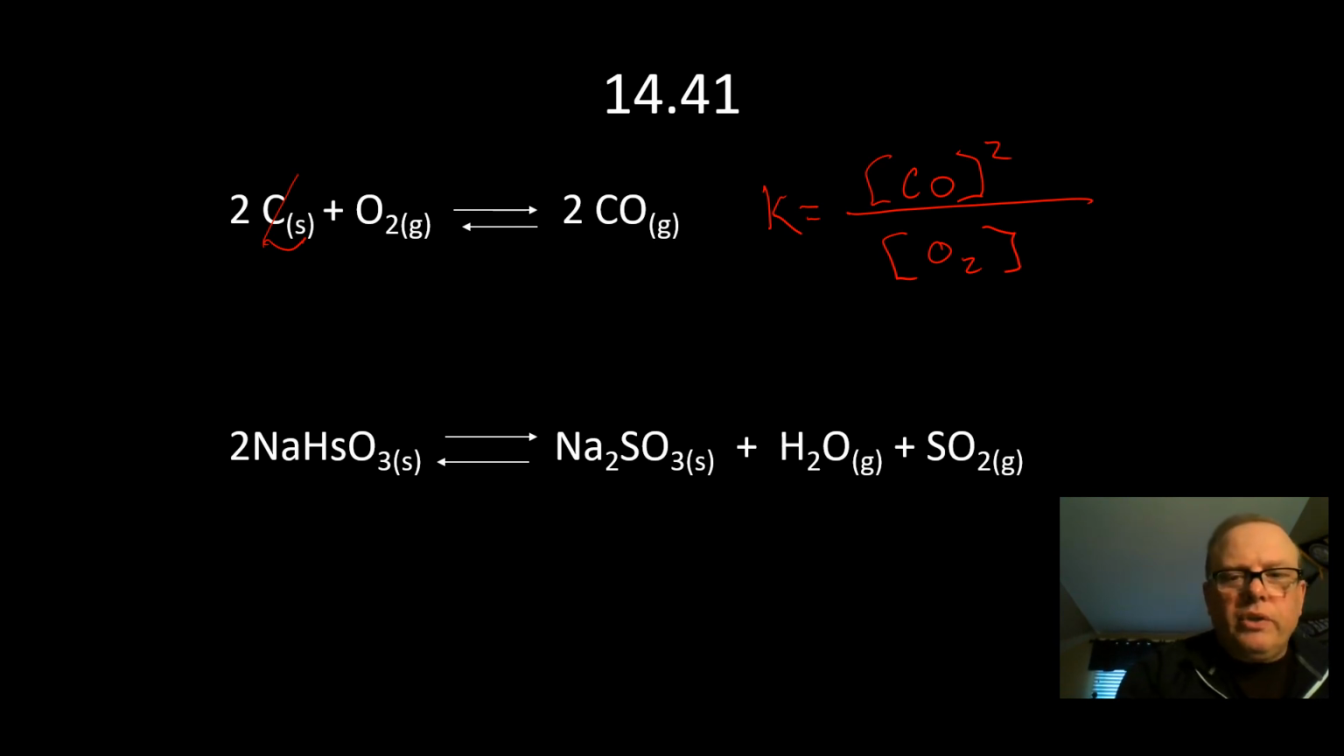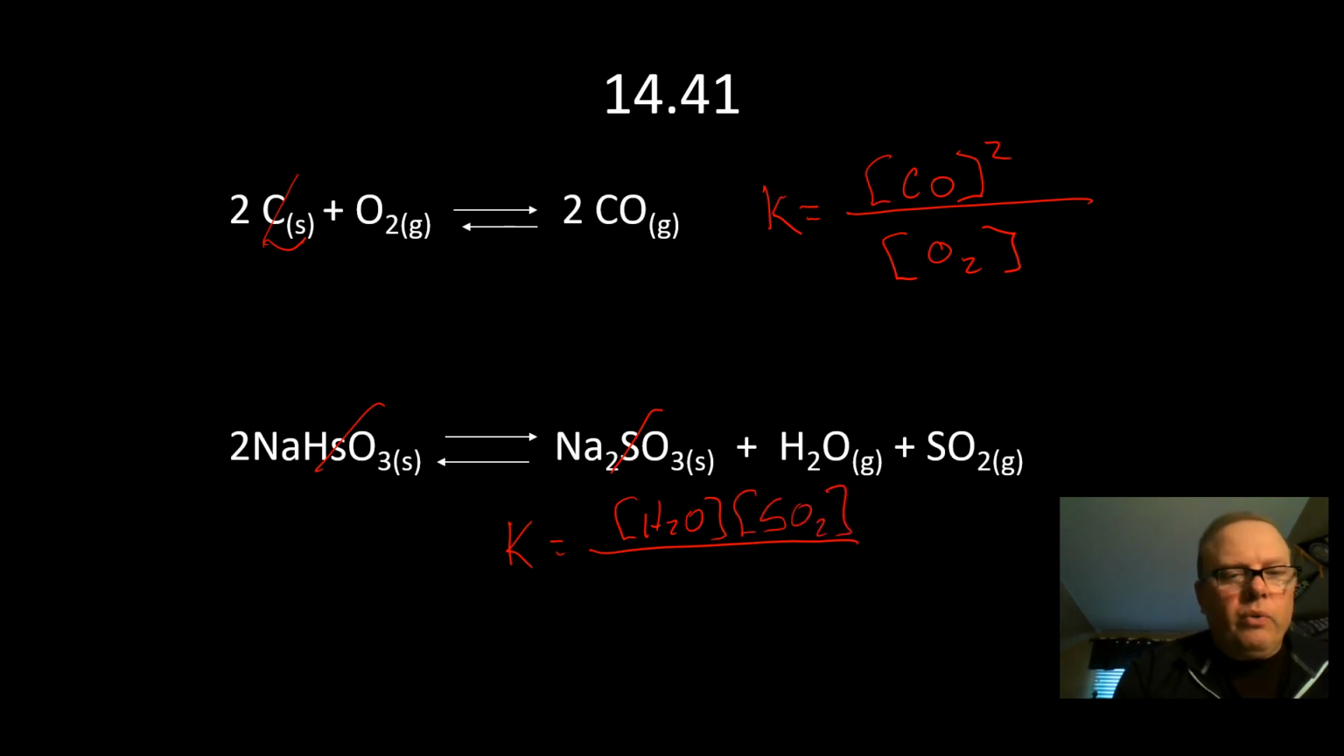Here, with this example, again, I've got a solid here and a solid there. So K will equal water times sulfur dioxide. And I don't have anything to put on the bottom of the line, so I'll just put a 1 there for the sake of putting something there. That is it. So that's how we write equilibrium constants.